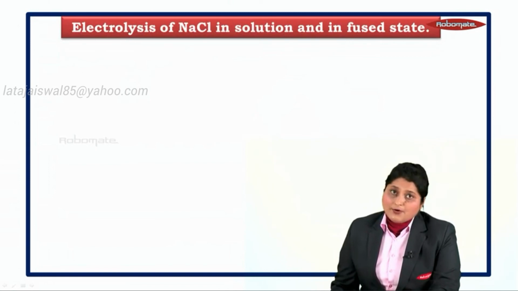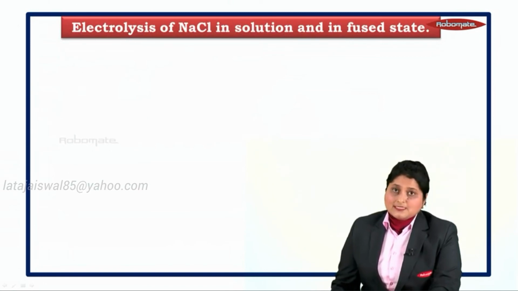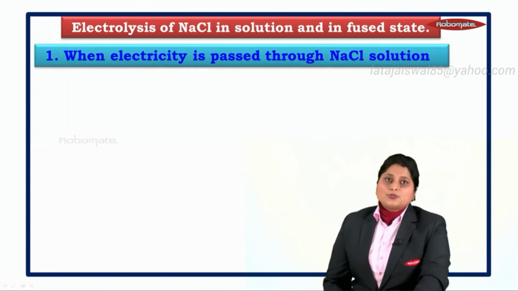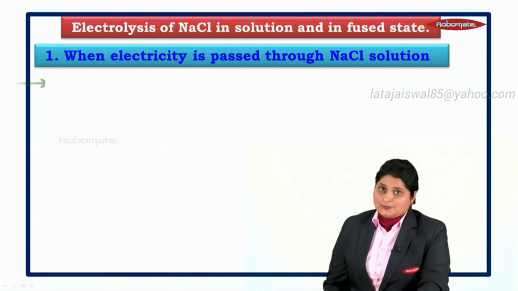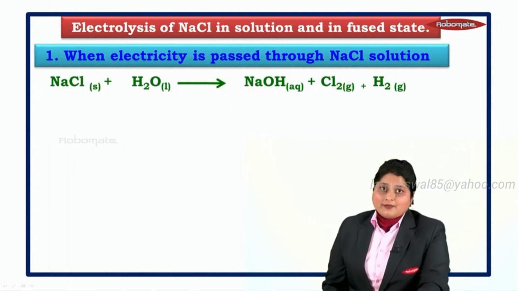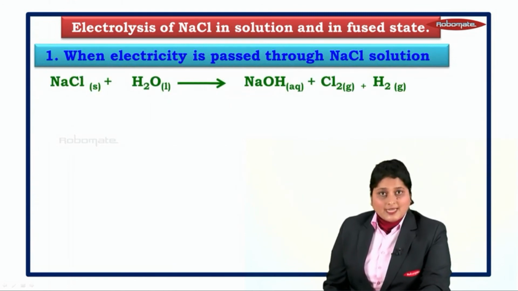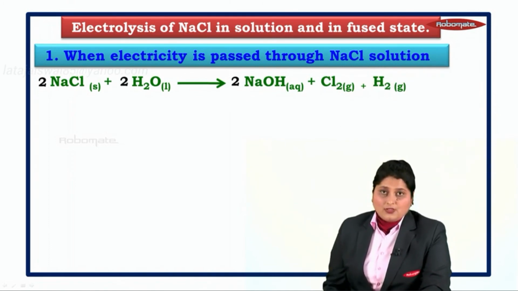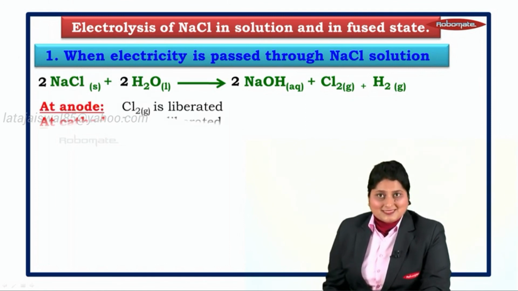We write a summary of this reaction. That is electrolysis of NaCl in solution form and in fused state. When electricity passes through NaCl solution, that is brine as we say, we have three products. One is NaOH, second is chlorine gas and third is hydrogen gas. To balance the reaction, we write 2 near NaCl and 2 near NaOH, 2 near water. With this, the reaction is balanced.